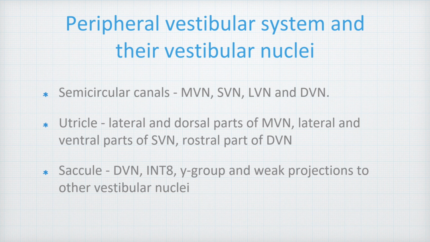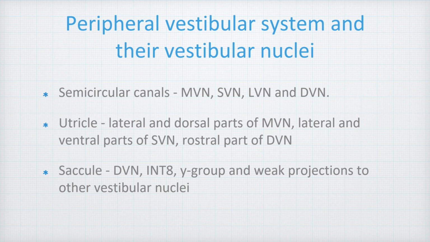Which letters are there in the name utricle, out of the starting letters of the 4 nuclei? L is there. M is not seen in utricle. S is also not seen in utricle, and D is also not seen in the word utricle. So all these letters which are not included in the word utricle, they get inputs from the utricle. M, S and D. So MVN, SVN and DVN get inputs from the utricle. And if you want to remember it further, then you can remember that lateral and dorsal part of MVN, lateral and ventral part of SVN, and rostral part of DVN.